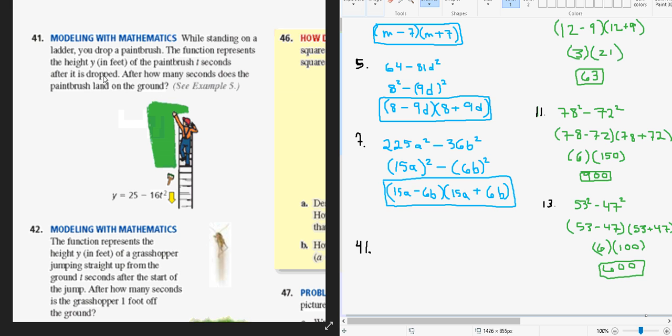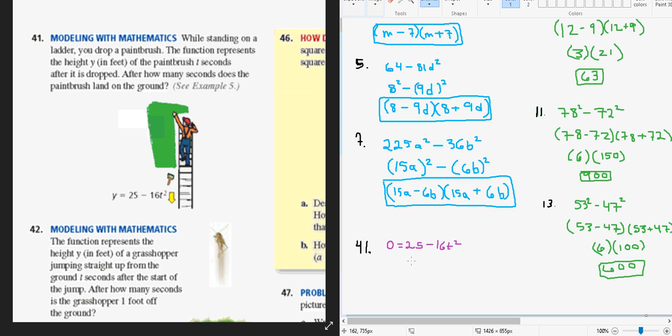Well, it says y is the height in feet. And when it lands on the ground, your height is 0 feet. So I'm going to plug in a 0 for y. So that's really the trick of this one. I need to plug in 0 for y because 0 is the height when that paintbrush hits the ground. And then we have to solve this equation.